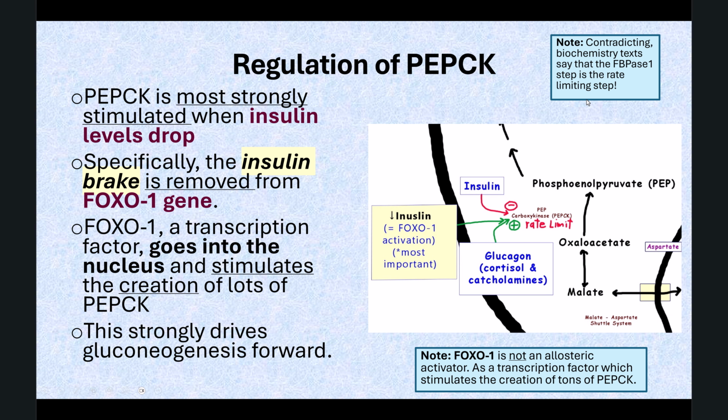Good. Note, contradictingly, biochemistry texts don't say that this is the rate-limiting step. They say the FBPase1 step is. So that's always a problem, and I'm sure the boards are well aware of this and stay away from that, or I don't know how they're going to handle that in biochemistry, but that is definitely a problem.